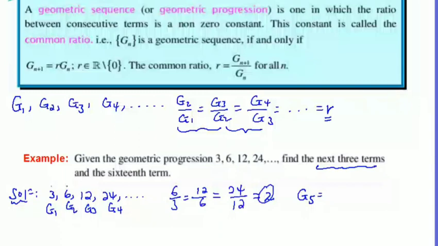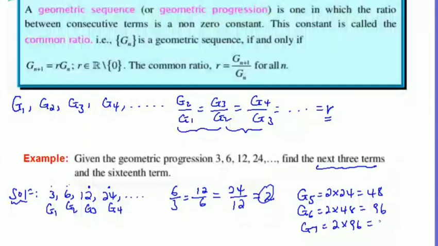6 is 2 times 3, 12 is 2 times 6, 24 is 2 times 12. Therefore, the 5th term is 2 times G4, which is 48. The 6th term is 2 times the 5th term, which is 96. The 7th term is 2 times its previous term, 96, and the result is 192. So the next 3 terms after 24 are 48, 96, 192. So it goes in this way.